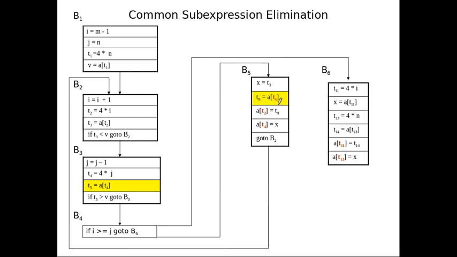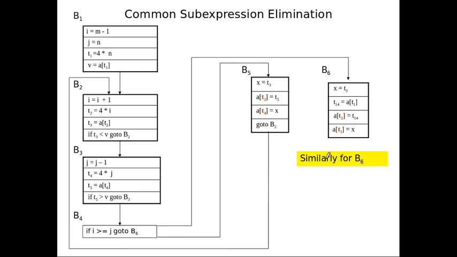Now observe. A of T4 is T9. Here A of T4 is already held by T5. It is not required to hold it once again in T9. Can remove it and T9 can be replaced with T5. Okay. And you can also apply the same for block 2 to block 6. We are getting this. So this is the common sub-expression elimination.